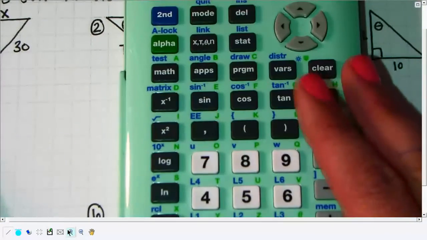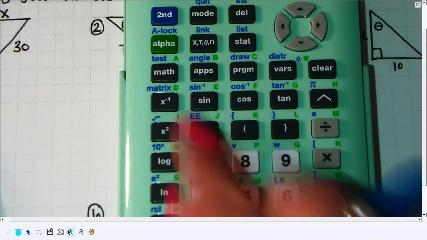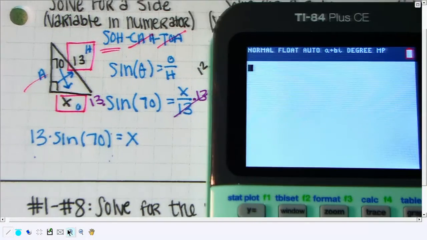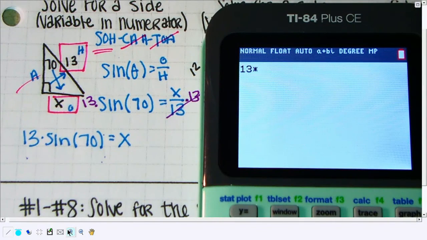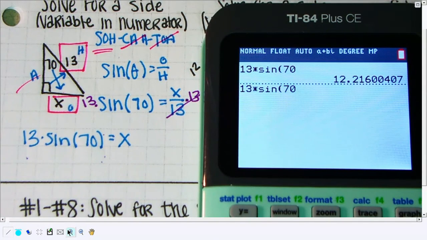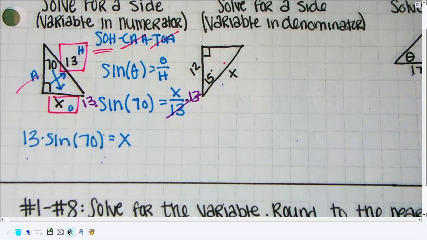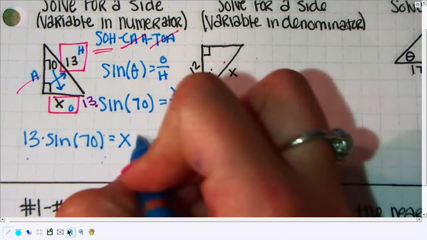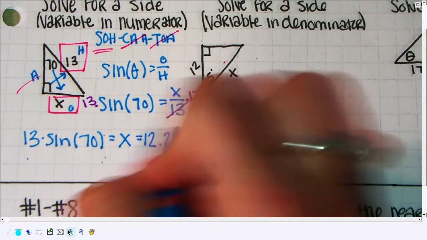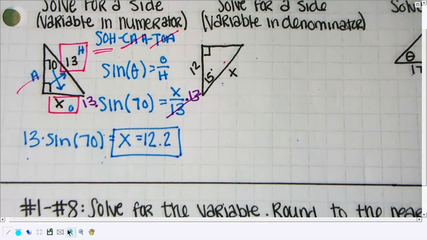Now I'm going to go in my picture. I've got sine here. That's the button I'm pressing. I'm pressing sine, cosine, or tangent. So I'm going to type it in how I see it. 13 times sine of 70. Press enter. Now you can do this a couple ways. You can put parenthesis at the end, it's still going to work, so it is 12.2. So x equals 12.2. So anytime you've got a fraction, you always clear it by multiplying by the denominator.